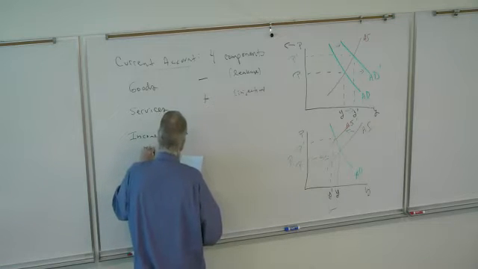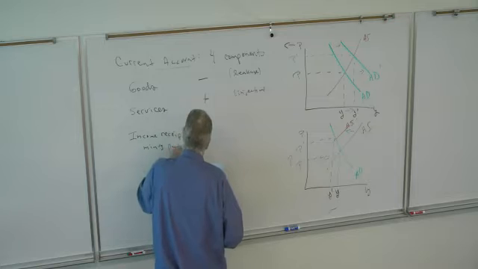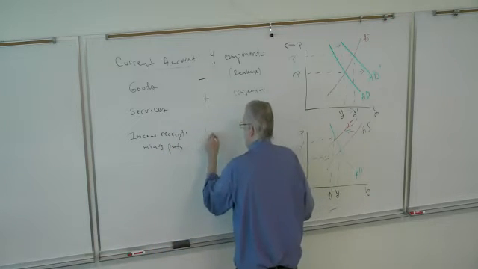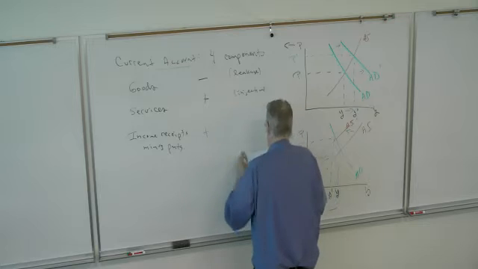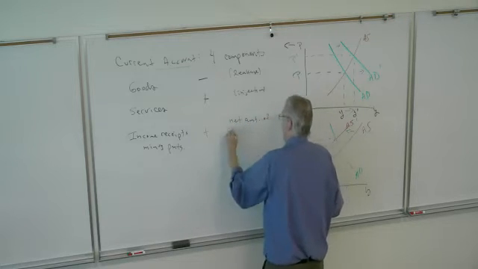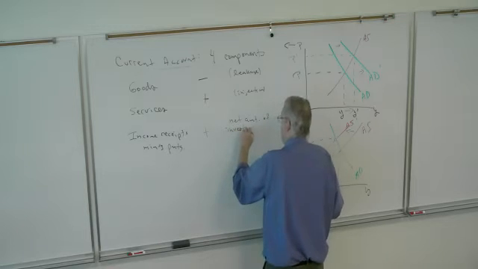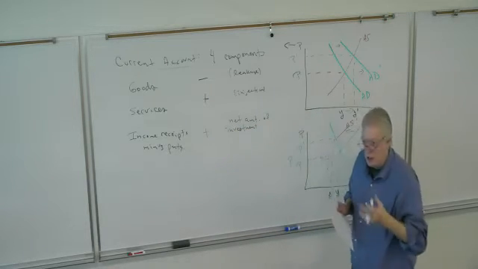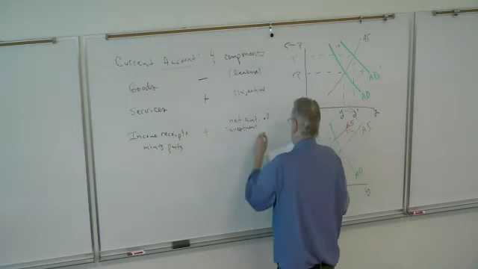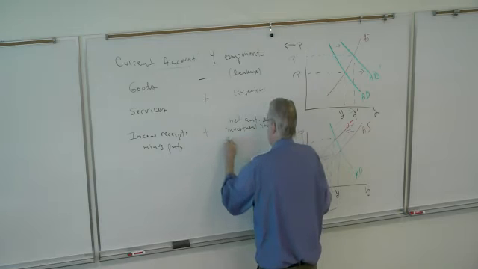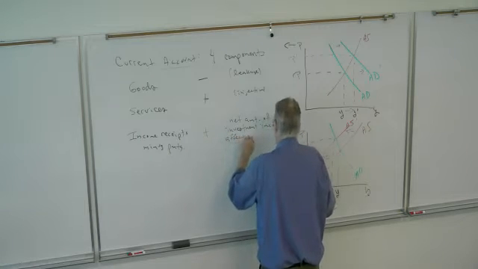Income receipts minus payments. These are simply financial settlements, right? And basically, we have a positive in this category here. What it really amounts to is the net amount of investment income. And here we're talking about investment as being a bit more inclusive than the simple investment that we went to with the C plus I plus G model. We're talking about all investment, financial and economic.